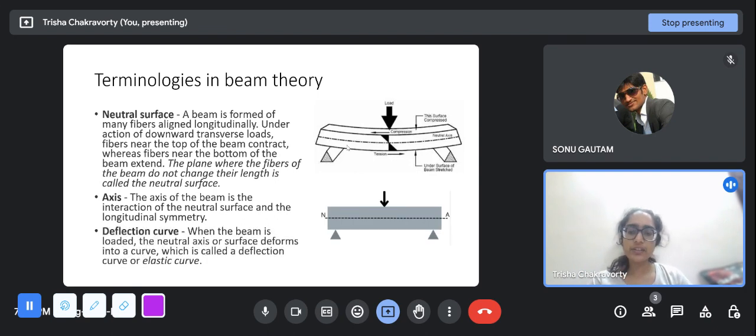And the deflection curve is when the beam is loaded, the neutral axis of the surface deforms into a curve, which is called a deflection curve or elastic curve. It is basically written as a function y of x, where x is the distance along the axis of the beam and y is the vertical deflection. And the deflection varies along the length of the beam. At any given x from one of the ends, we can find out the deflection y.